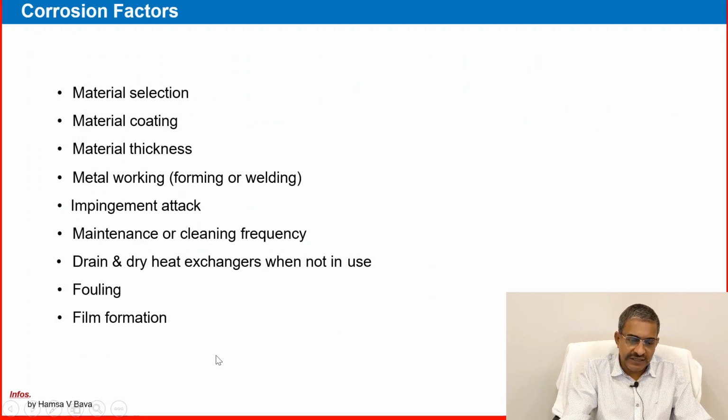Corrosion factors in detail: material selection, material coating, material thickness. Then metal working, forming or welding, impingement attack, maintenance or cleaning frequency, and draining and drying heat exchangers when not in use, meaning during partial shutdown, short shutdown and long shutdown. Then fouling, which we will discuss in a coming slide, and film formation, etc. These are the common factors which can lead to or accelerate corrosion in heat exchangers.